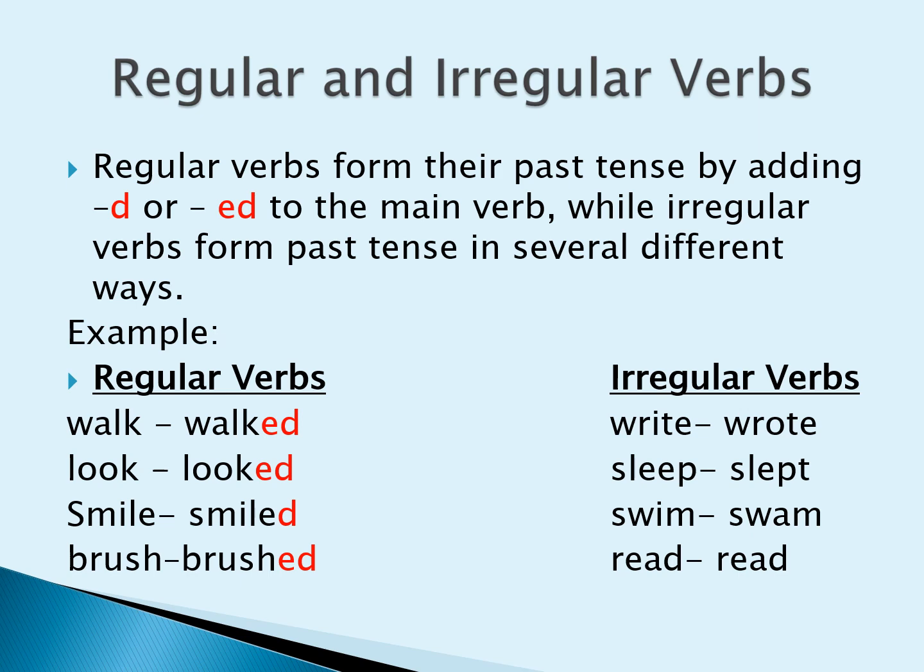Then let's look at the list of irregular verbs. Write, sleep, swim, read. These verbs form past tense in several different ways. For write, the past tense is wrote. For sleep, the past tense is slept. For swim, the past tense is swum. For read, the past tense is read, even though they have the same spelling.